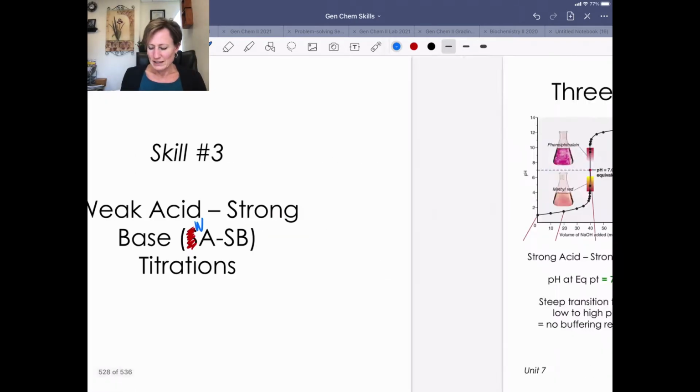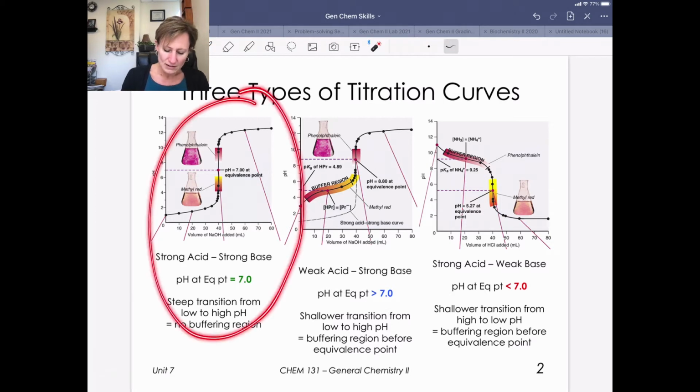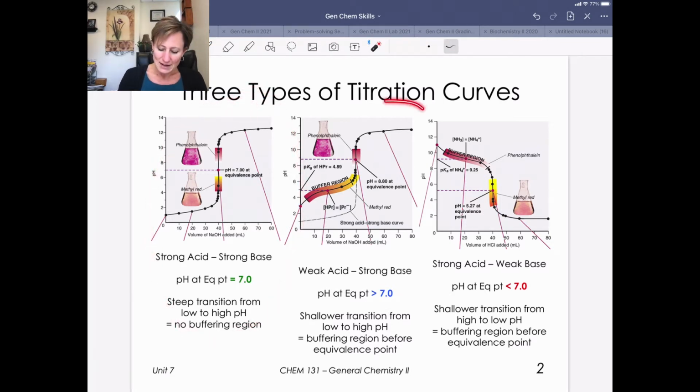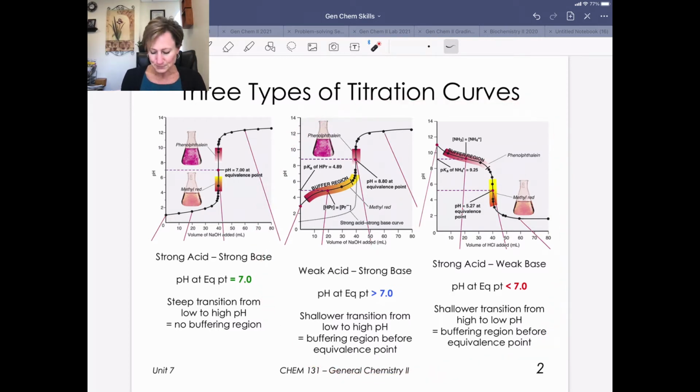So this is just the background and the theory. Our last video was on the strong combination. Now we're going to be thinking about these weak strong combinations. What's unique with both of them is that prior to the equivalence point, you will be in a buffer region. So what does that mean you can do for your calculations? Henderson-Hasselbalch equation. After the equivalence point, you cannot use the Henderson-Hasselbalch equation, but before the equivalence point, you can.